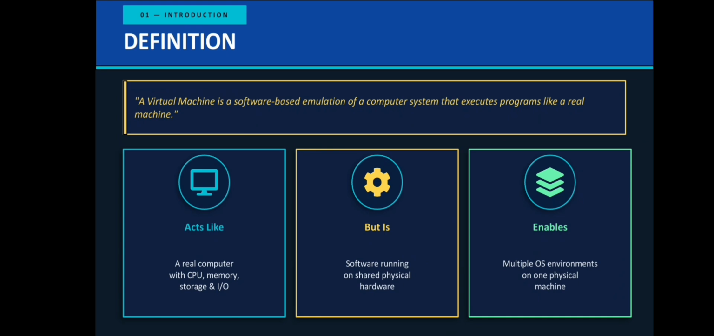Now, a virtual machine is defined as a software-based emulation of a computer system that executes programs like a real machine. It behaves like a real computer with CPU, memory, storage, input and output devices. But actually, it is just software running on physical hardware. This allows us to run multiple operating systems on a single physical machine.